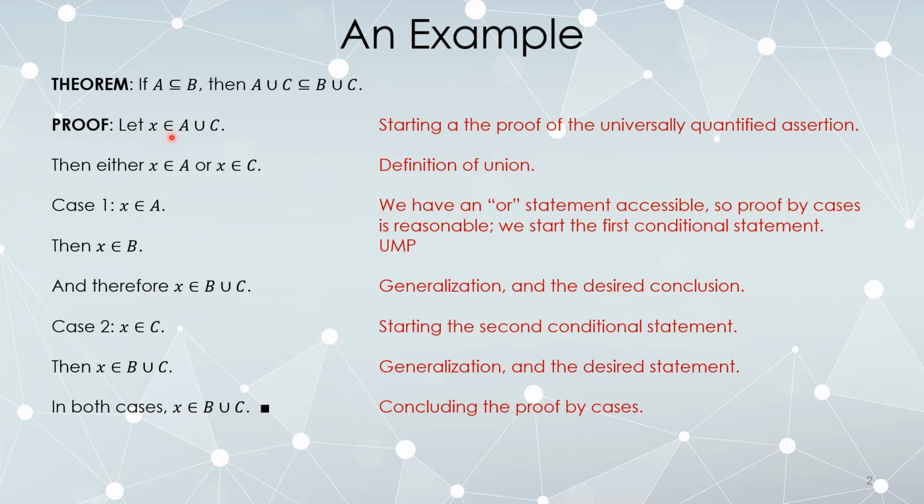So by assuming X was an element of A union C, we derived X must be an element of B union C, using the given, of course, that A is a subset of B. That came in right here.